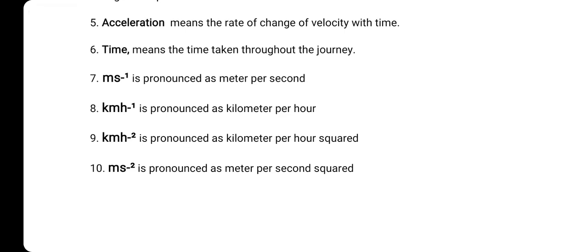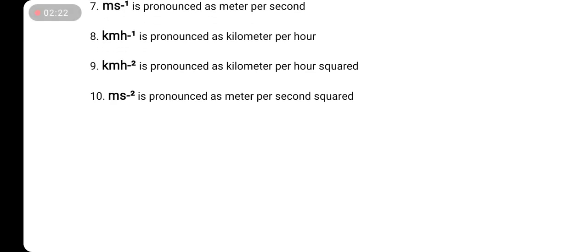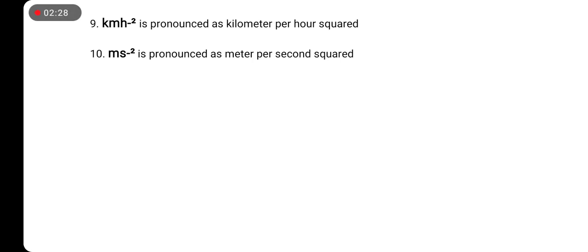Number 7. m/s is pronounced as meter per second. Number 8. km/h is pronounced as kilometer per hour. km/h² is pronounced as kilometer per hour squared. m/s² is pronounced as meter per second squared.